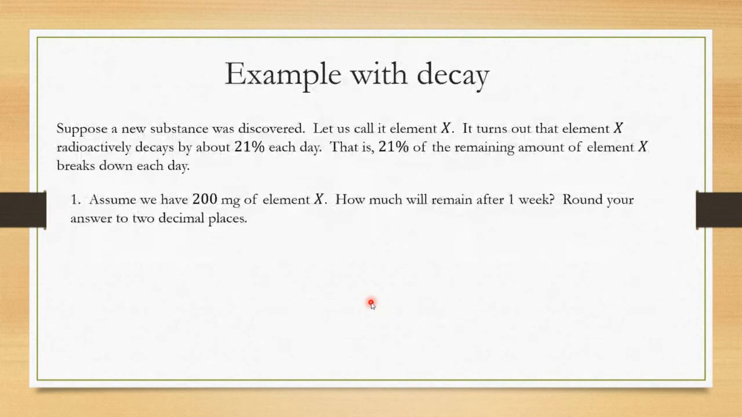Okay. Well, now what we're going to do is see an example where exponential decay comes up. And it does come up, for instance, when you have what's called radioactive decay. In particular, this leads to the concept of half-life. So let's suppose, again, this is just a word problem I made up, suppose we discovered a new substance. I don't know what to call it. We're going to call it element capital X.